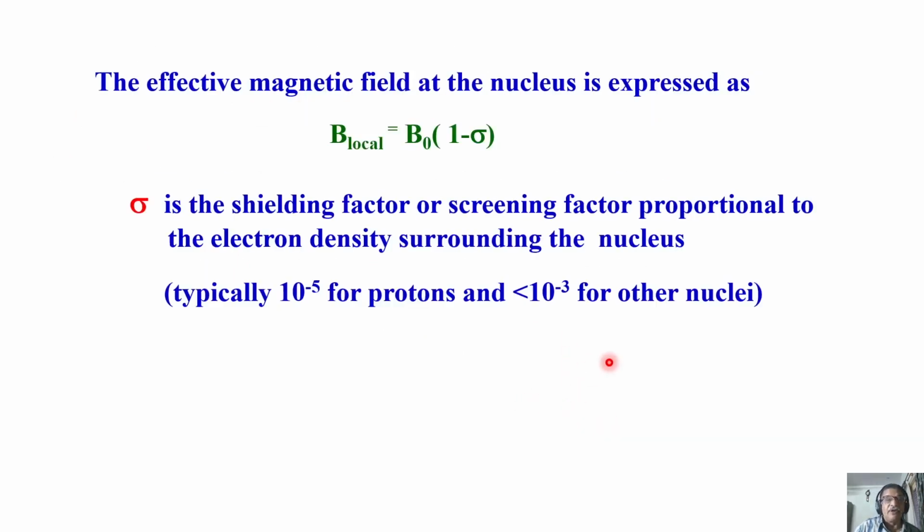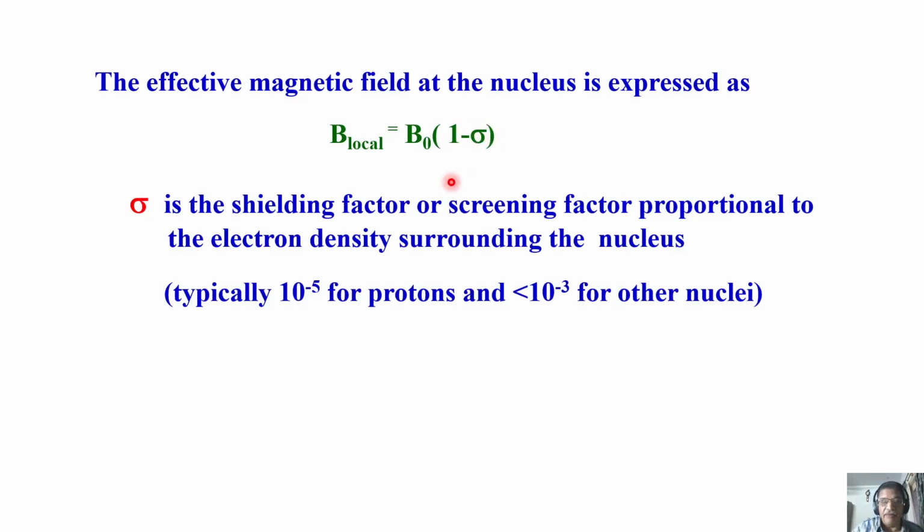Remember this point. So the effective magnetic field, if you express it like this, sigma is called a screening factor, also called a shielding factor, which is directly proportional to the electron density surrounding it. So higher the charge density, higher the sigma. Remember this, the shielding factor is larger and larger because it is proportional to the electron density surrounding it. If there is a more and more electronegative nucleus, more electrons are there, more charge density at the site of the nucleus, this is larger and larger.